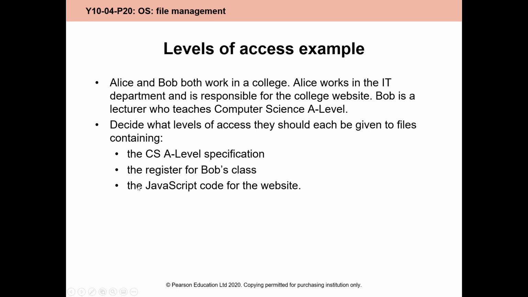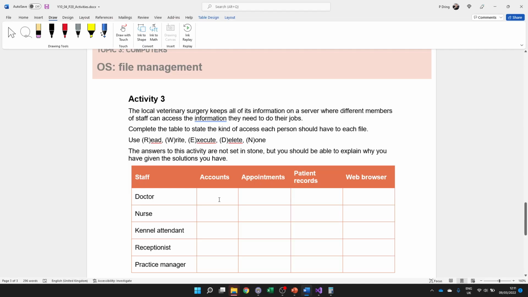So a local vet keeps all of its information. So we need to try and work out who has access. So a doctor, should they be able to see the financial information? Well, a general practitioner is self-employed, so arguably they should be able to see the accounts, but probably not able to write to the accounts, otherwise they can fiddle their expenses. Appointments, yeah, a doctor should definitely be able to read an appointment and write an appointment and probably delete an appointment.